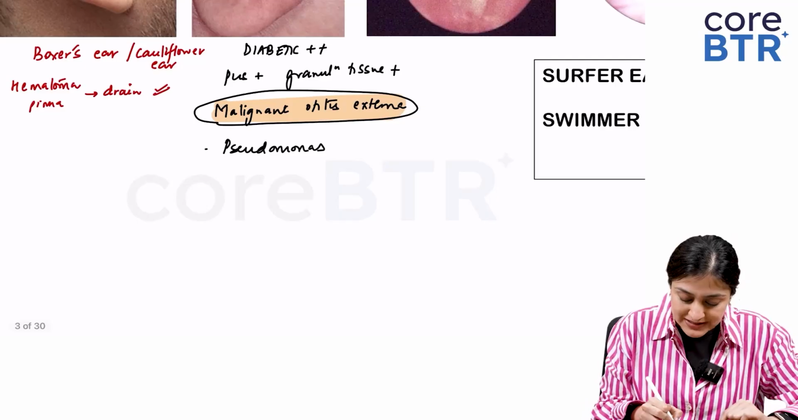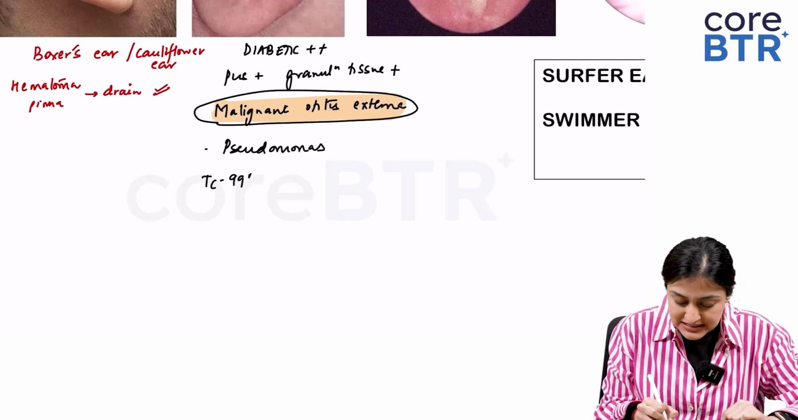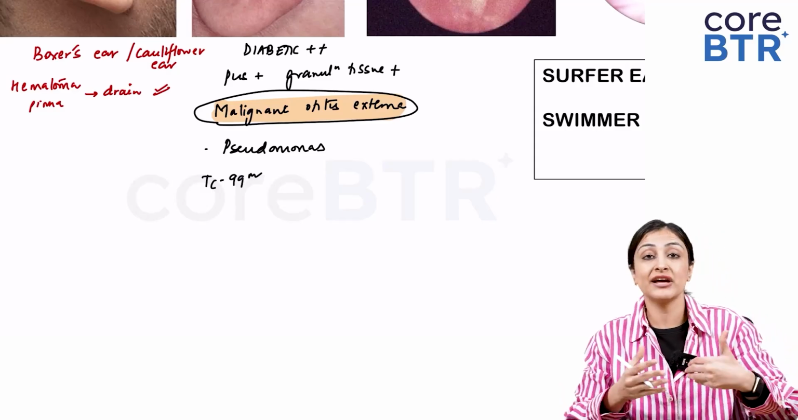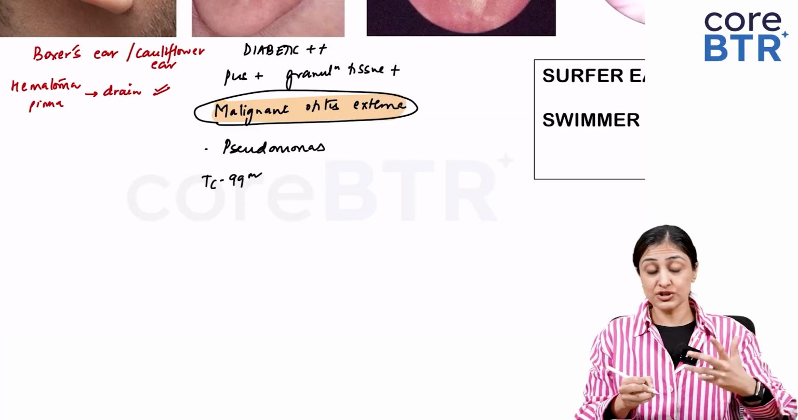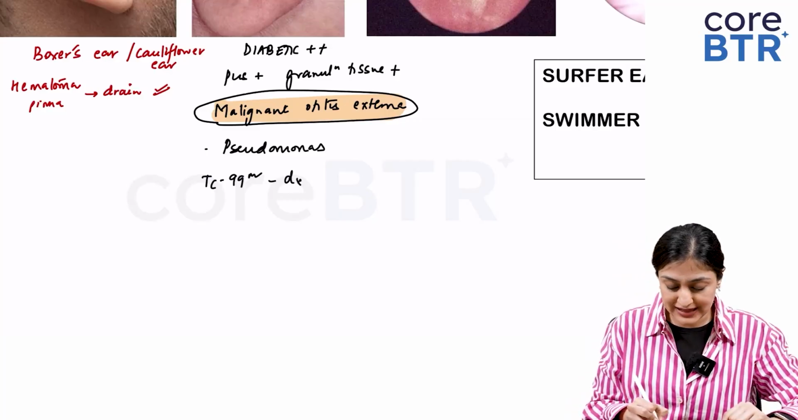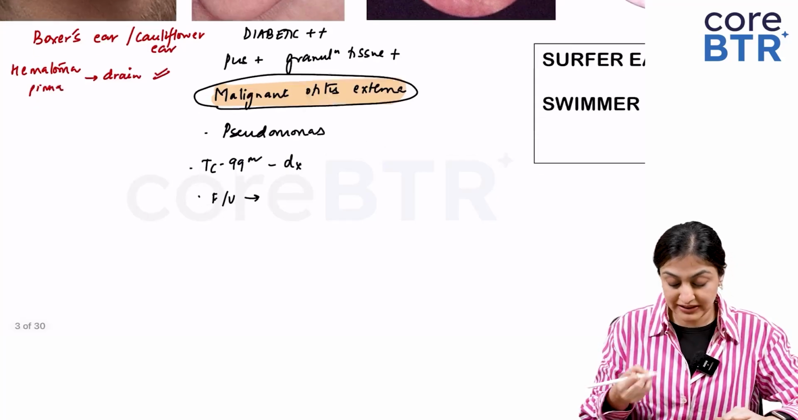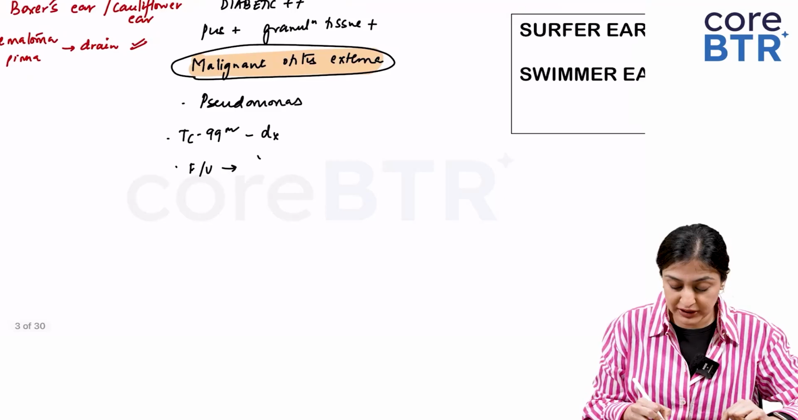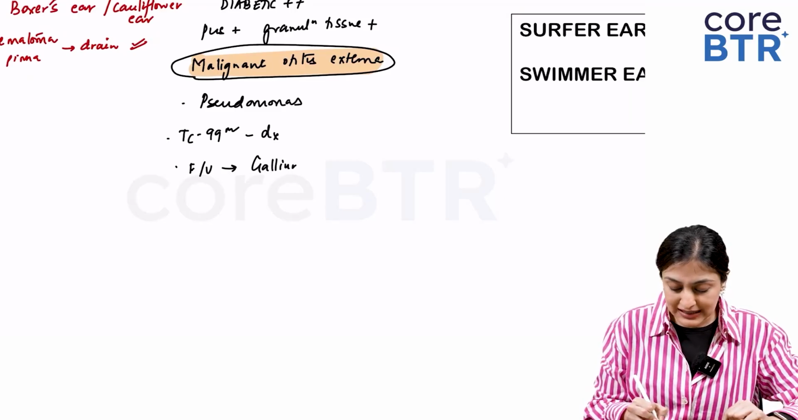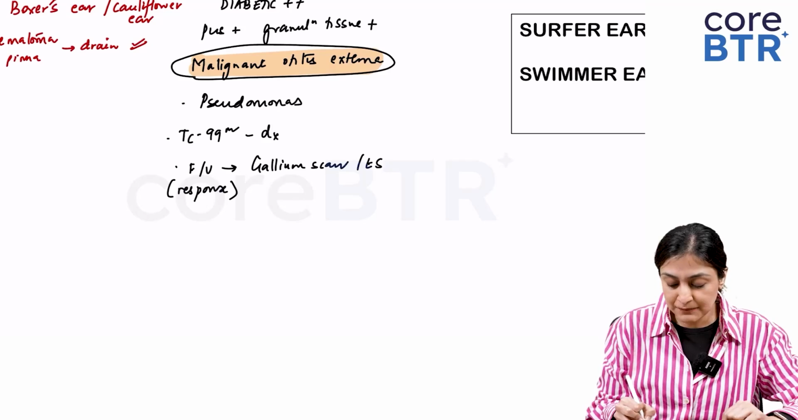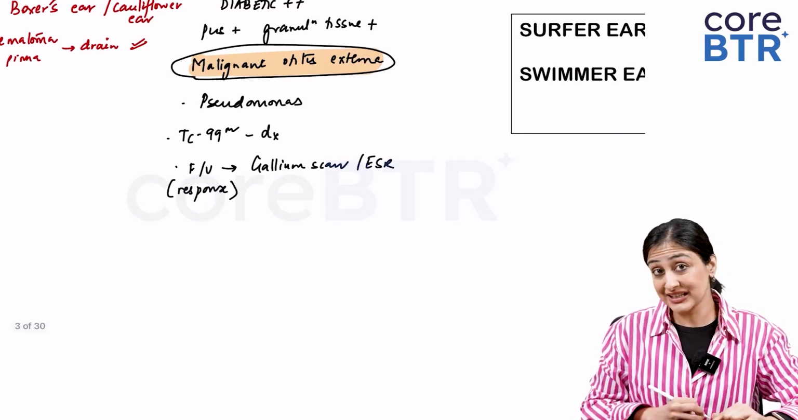So there are two tests here. We can do technetium 99M scan. You know, this will take up anything where you have inflammation. So technetium 99M is more of a diagnostic tool, whereas to see the follow-up on treatment, whether the patient is responding or not, we have gallium scan to assess the response. So this is to assess response to treatment, and you can also see the ESR, which will decrease with treatment.